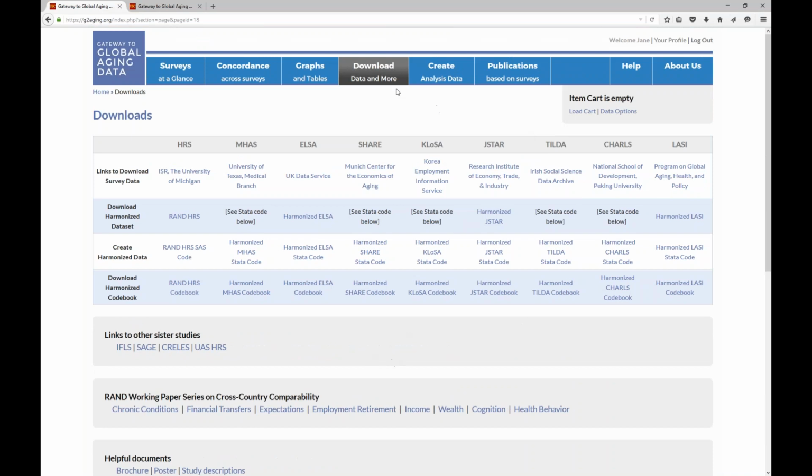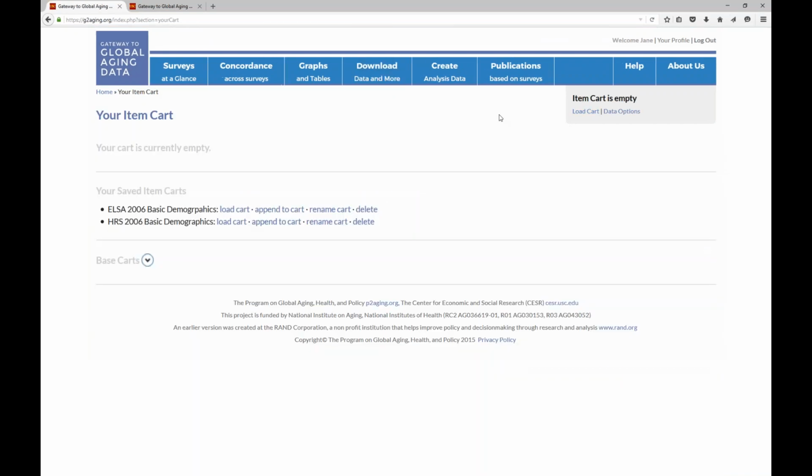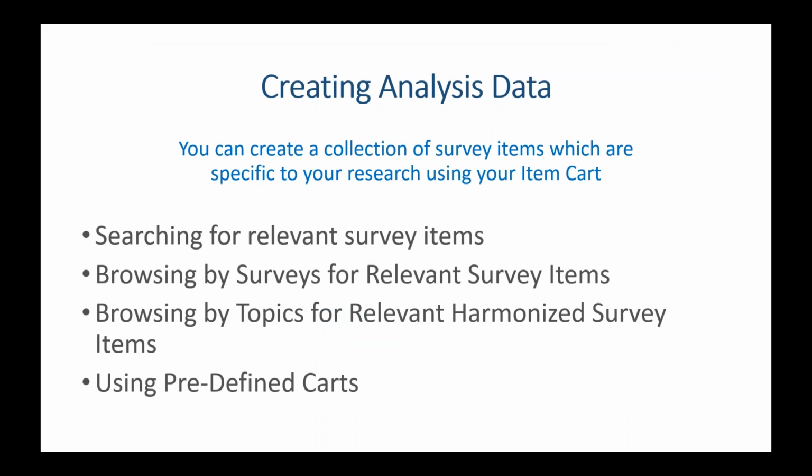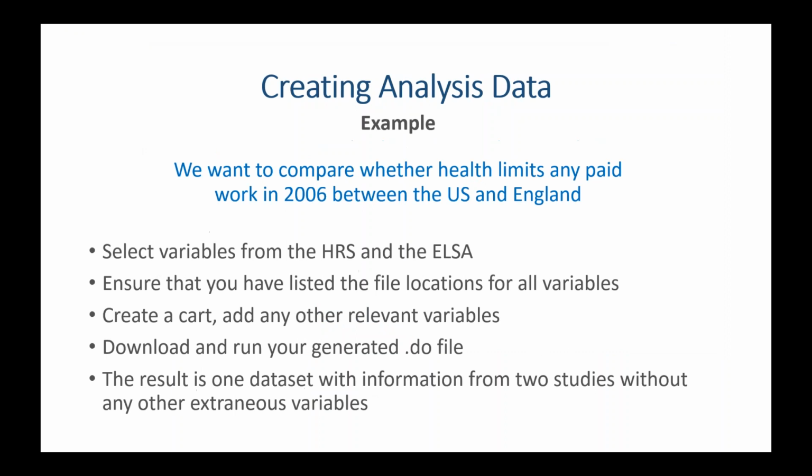So let's say now that I've got my ELSA data, so I can go back to our cart, and then let's say that I wanna put some items together in my cart. So the easiest way to show you how to do this is let's create some analysis data. You can do that by searching for relevant survey items, by browsing for surveys, as we've done using the Surveys at a Glance tab. You can search using the Concordance. We also have some predefined carts. So let's look at an example.